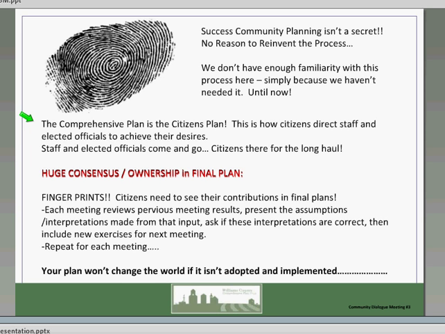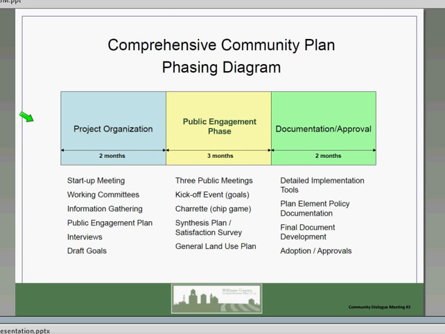The comprehensive plan is the citizens' plan. You know, elected officials and staff come and go. This is the way citizens who are there for the long haul direct staff and elected officials about how to arrive at a future of their choosing at some point in time. And it's no secret that fingerprints throughout the design process is what convinces participants in these plans that it is their plan that they're adopting and implementing. And that's critical to the long-term success of the plan, okay?